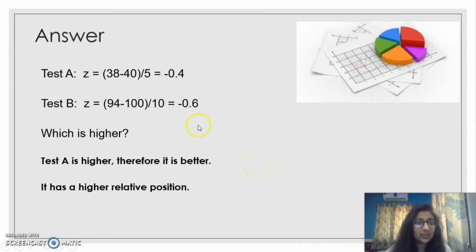So we have calculated them as precisely as we could, and here you can see that test A is higher, therefore it's better. As you keep on calculating, when you get the value you can come to a conclusion. This is the basic technique we use to deal with data. So here also we are using the same approach, just with a particular formula for that.